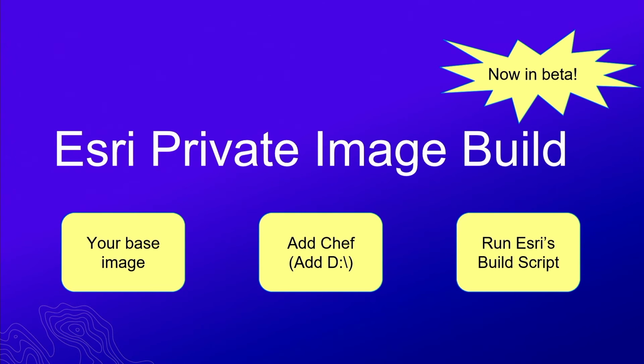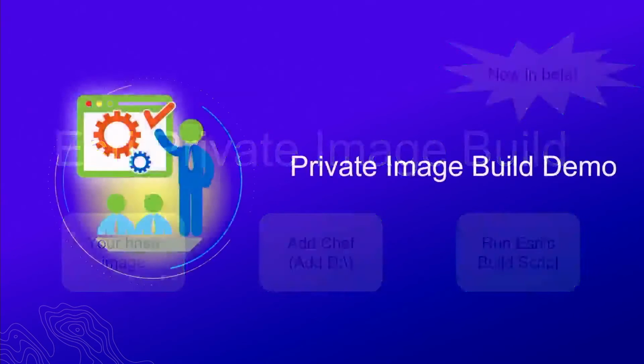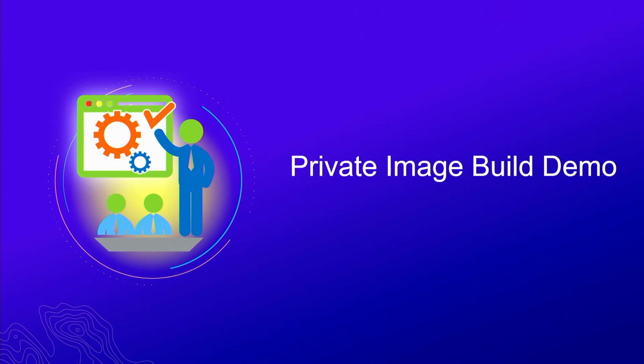So you could start with that base image. Then you add Chef to it. You have to do that yourself. Then you run Esri's build script. Now I know you're thinking, oh, build script, that sounds hard, it sounds complicated, but that's where Amazon comes into play. They've tried to make this as easy as possible. So to give you a feel for what it takes, let me walk you through the private image build demo.